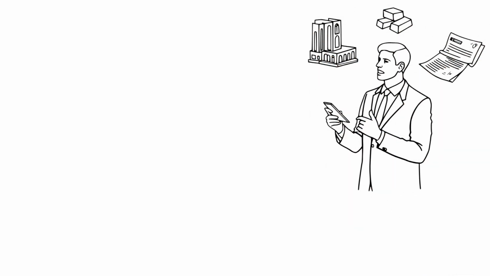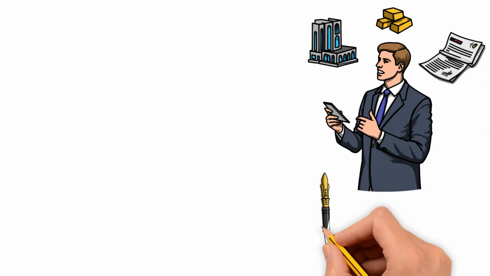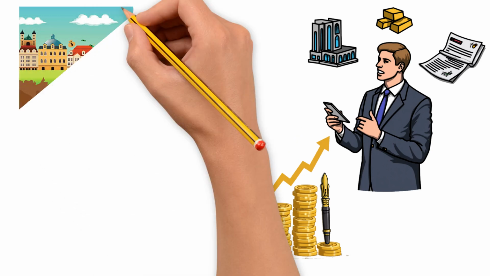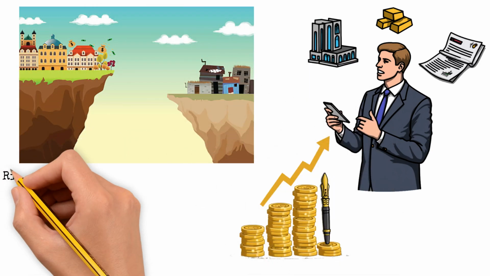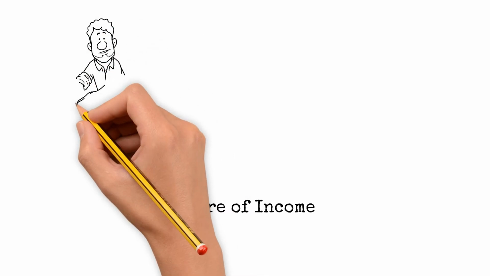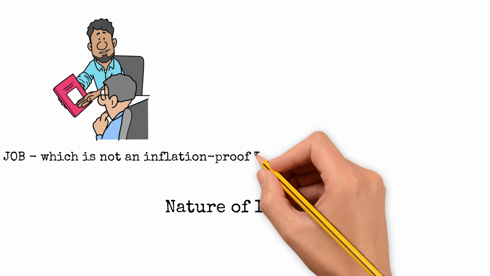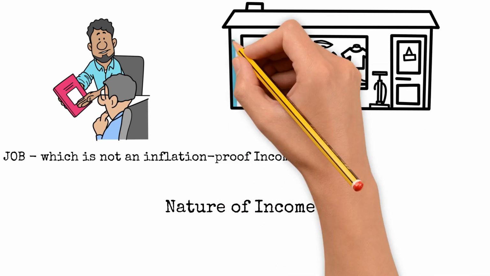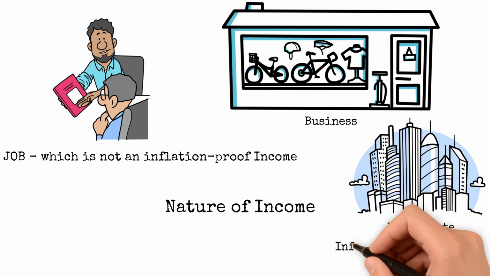Whereas rich and upper class people invest most of their net worth and income in assets which are capable of beating inflation and also generating some alpha over it, which increases their wealth over time. This is the main reason why we often hear rich getting richer and poor getting poorer. And the same goes with the nature of income. Most of the poor and middle class are having jobs, and we know that salaried income is never an inflation-proof income. Whereas rich own businesses and real estate, most of which will provide inflation-proof income.